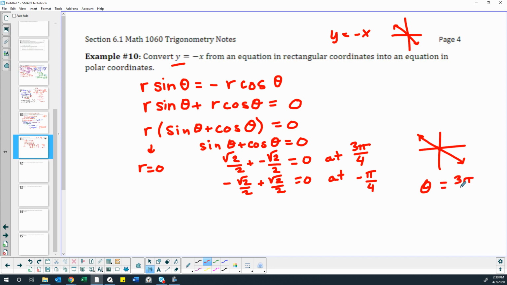And we don't need to have a separate equation that says theta equals negative pi fourths, because that's basically the same angle. It's just forward and backwards. So like positive r's, negative r's on the same line. So that is actually our answer right there.